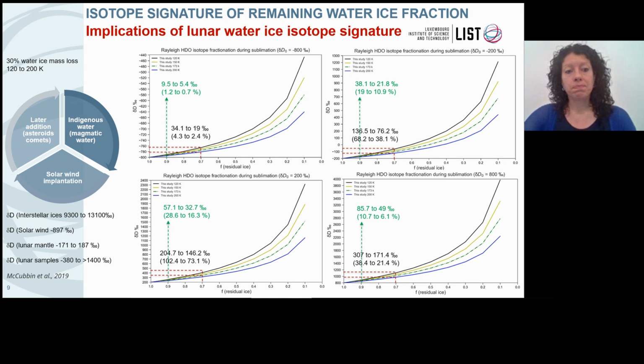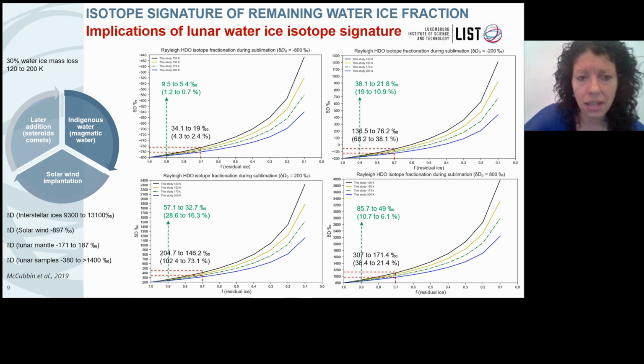So here in the graphs, we represent the enrichment of the remaining ice fraction for different initial isotope signatures from -800 per mil to +800 per mil, and also for different temperatures that we can expect on the moon, from 120 kelvins to 190 to 200 kelvins.